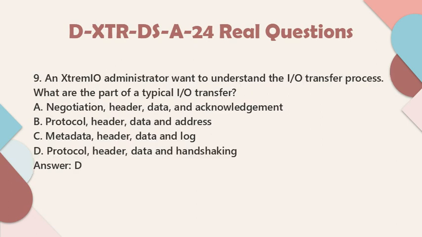9. An XtremIO administrator wants to understand the I/O transfer process. What are the parts of a typical I/O transfer? A. Negotiation, header, data, and acknowledgement. B. Protocol, header, data and address. C. Metadata, header, data and log. D. Protocol, header, data and handshaking. Answer: D.